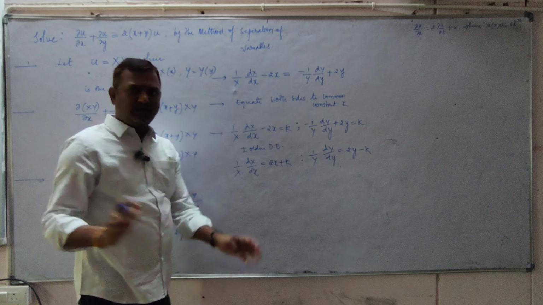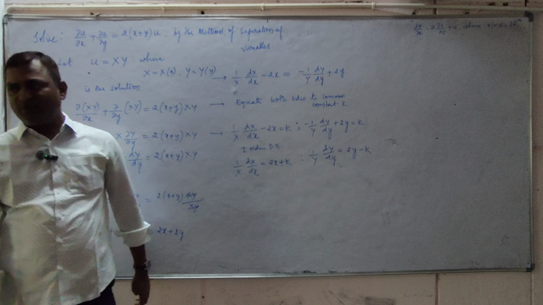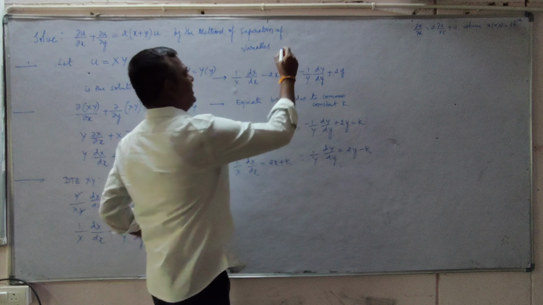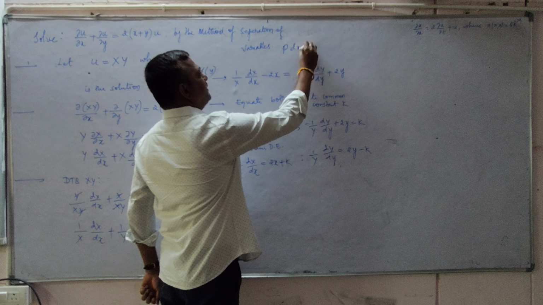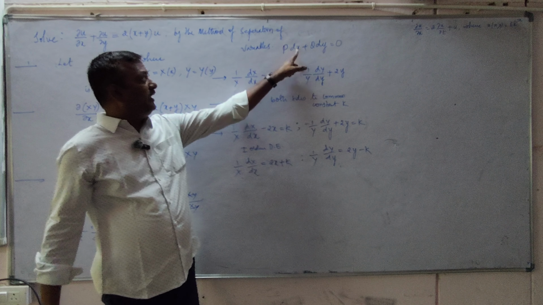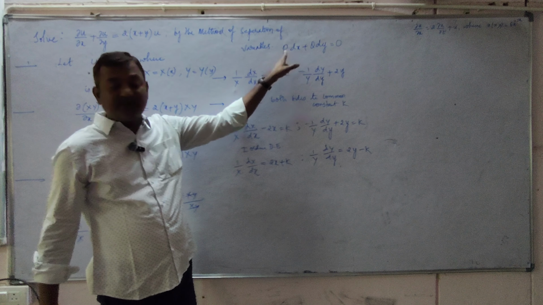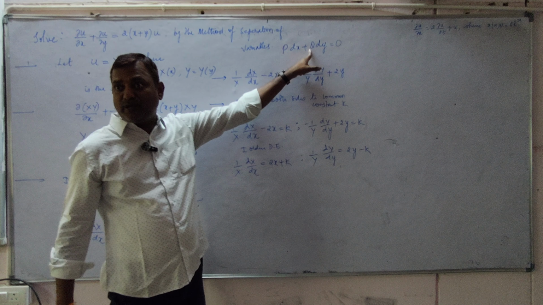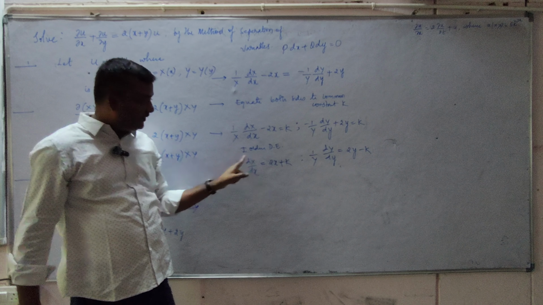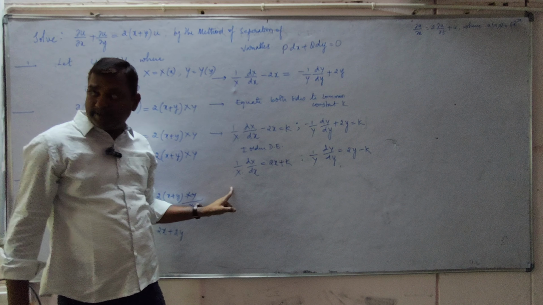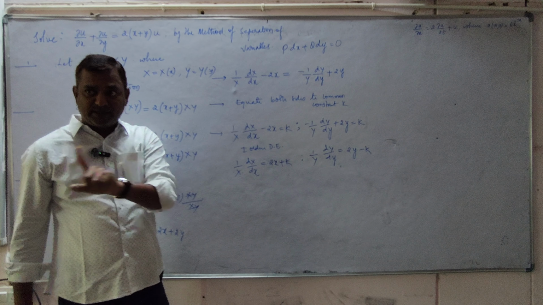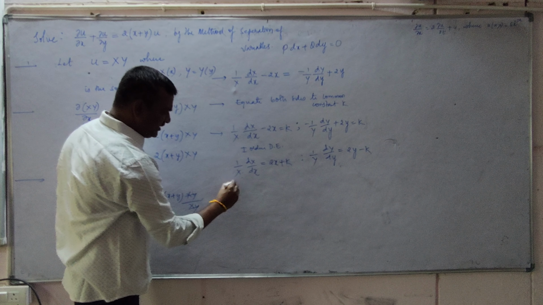So further, we are using the variable separable method, as you know from the previous class also. What is the variable separable method? I will write once again: P dx plus Q dy is equal to 0. The dx coefficient should be a function of x only, and the dy coefficient should be a function of y only. Here the dX coefficient should be a function of capital X only, and the dx coefficient should be a function of small x.